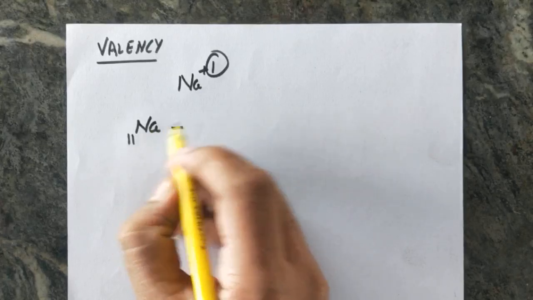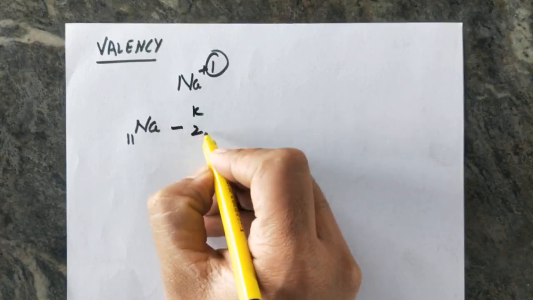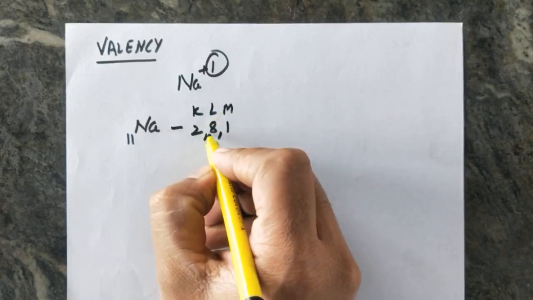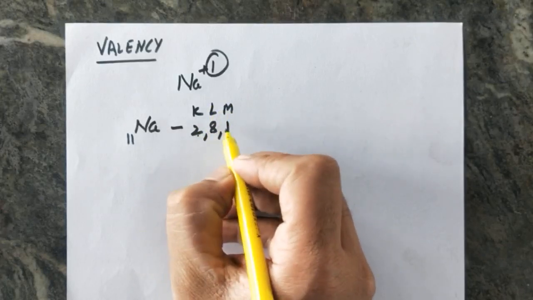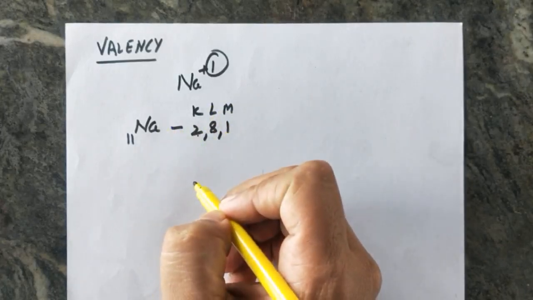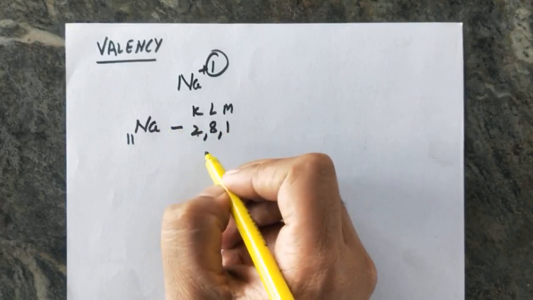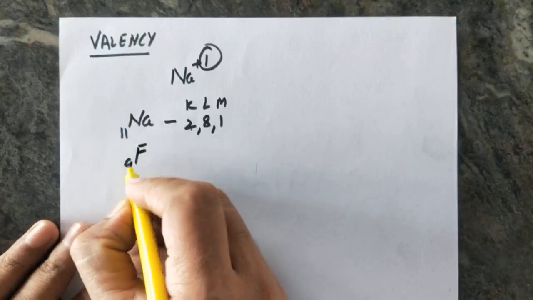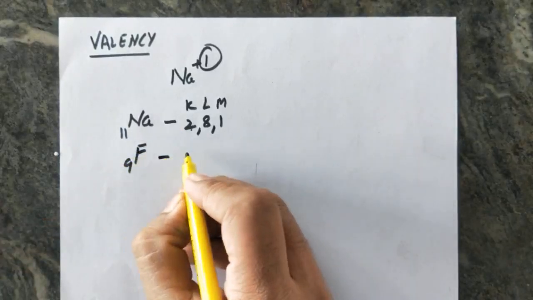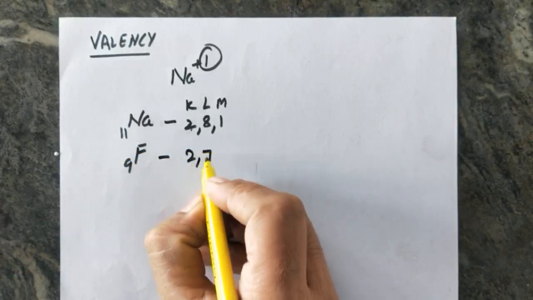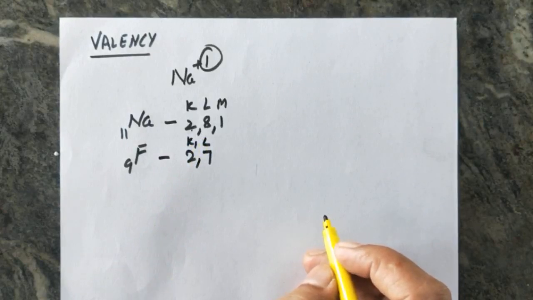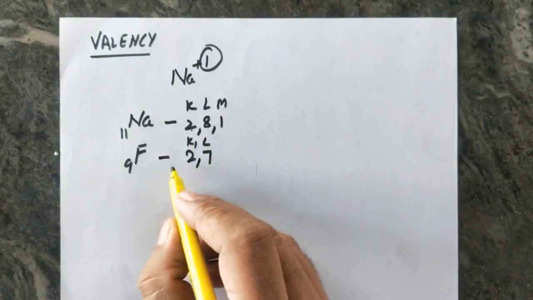For example, for sodium, the electronic configuration is 2, 8 and 1. That means the total number of electrons is 2 plus 8, 10, 10 plus 1, 11, because sodium contains 11 electrons. Similarly for fluorine, there are 9 electrons and the configuration will be 2, 7, because in the second shell a maximum of 8 electrons can be accommodated and we only have to fill 7 electrons. So total electrons are 2 plus 7 is equal to 9.